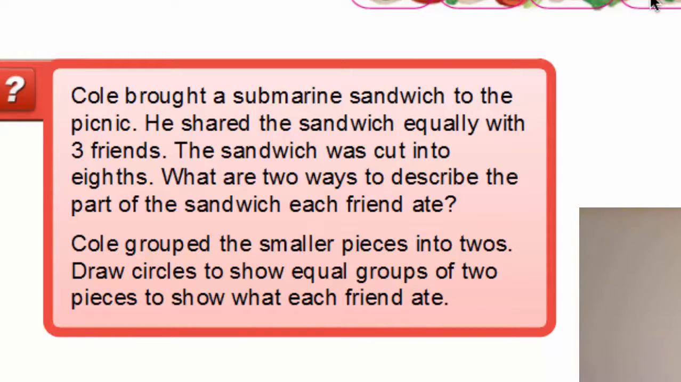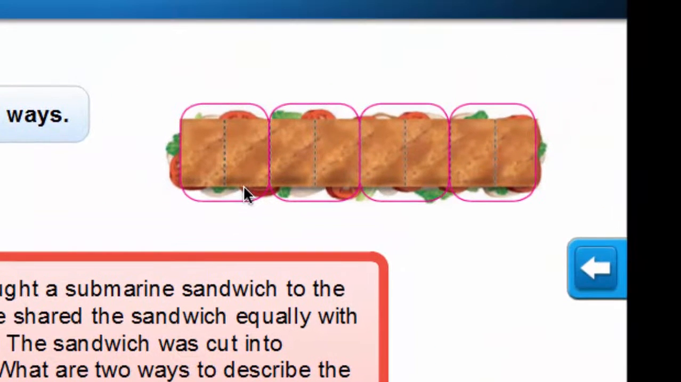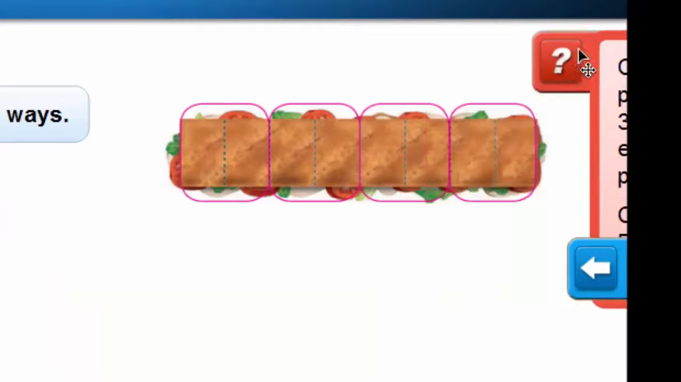Okay, I heard some of you say it. It says he shared the sandwich equally with 3 friends, but you can't leave Cole out. He has to have a part of the sandwich. So Cole and his 3 friends divided up this sandwich. So that's why, going back to the sandwich, we have 1, 2, 3, 4 groups. So now what we're going to look at is 2 different ways to name those fractions.